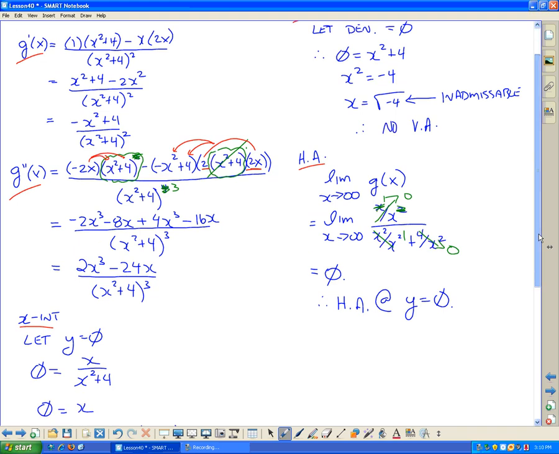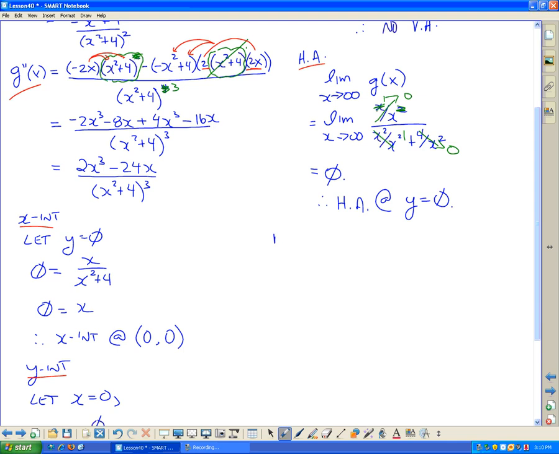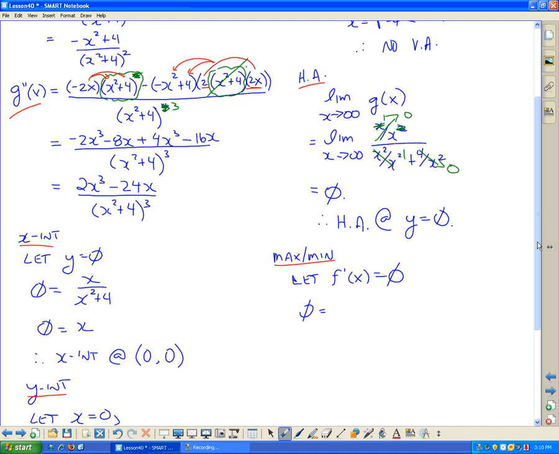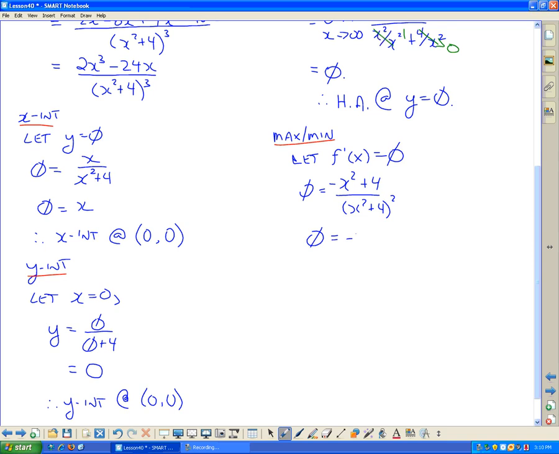Let's see what max min is going to look like. This is where we let the first derivative equal 0. So the first derivative is right there. The nice thing with this is that, again, because it's a rational function, you just let the numerator equal 0, because you'd multiply that denominator up to 0. So x squared equals 4. X will equal plus or minus 2. And 2 is a nice number to work with.